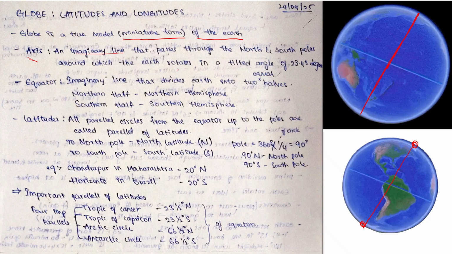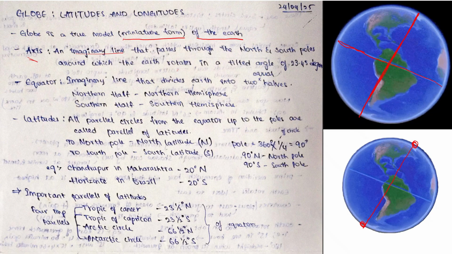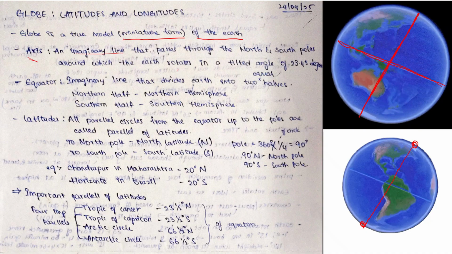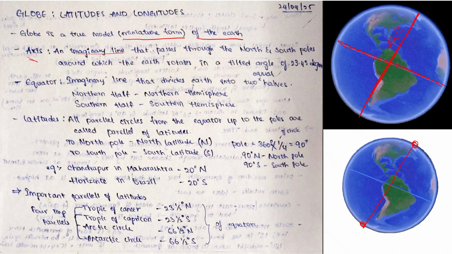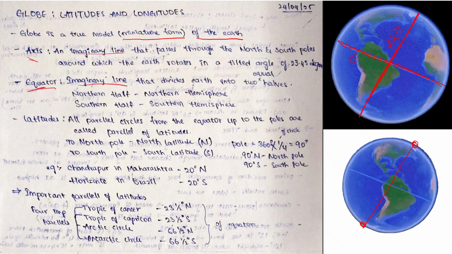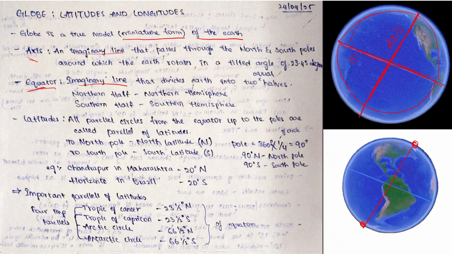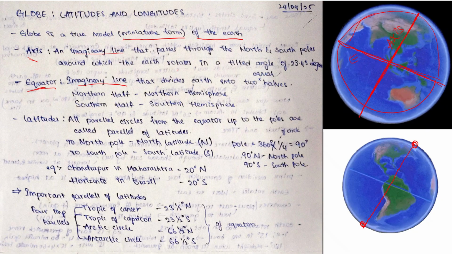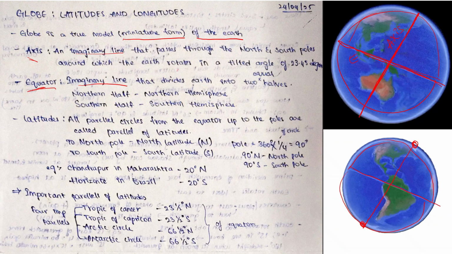Always remember, axis and equator are just imaginary lines. There are no such lines that are drawn on the earth. So these are just imaginary lines. This is axis. This is equator. So equator also we can see is an imaginary line that divides earth into two equal halves. This is one half and this is another half. So this is northern half and this is southern half. Northern half is called northern hemisphere and southern half is called southern hemisphere. This is equator. Now let's see what are latitudes.